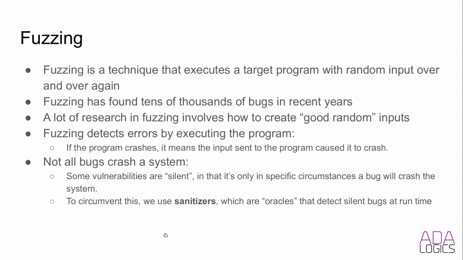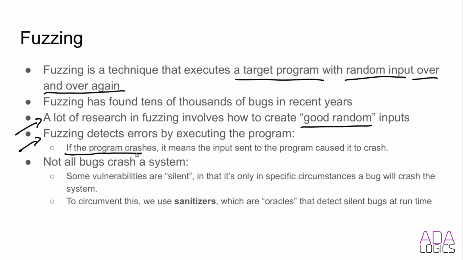So fuzzing is a technique that executes a target program with random input over and over again. And fuzzing has found tens of thousands of bugs in recent years, and a lot of the research in fuzzing involves essentially how to create good random inputs. And in this case, good random inputs means inputs that find the bugs. So the way fuzzing detects errors in a program is simply by executing it with the input. And if the program crashes, it means that the input to the program caused it to crash, and thus it means that this input represents an execution of the program that is a bug.